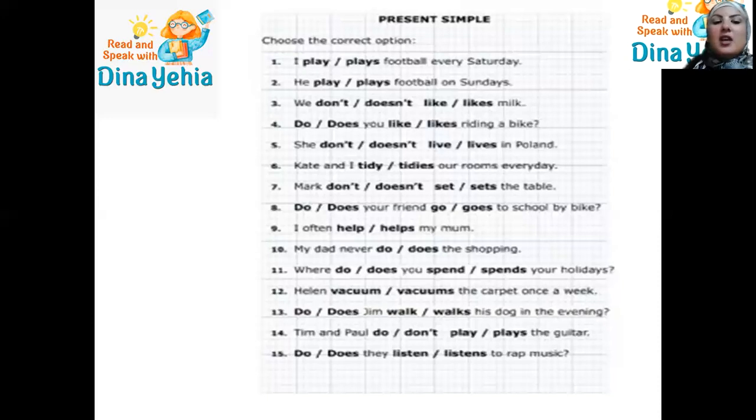Let me give you number 11, 12, 13, 14, and 15 as homework. If you are interested, send me the homework to correct it. It will be a great pleasure to check your homework and to see if you got the lesson or not.